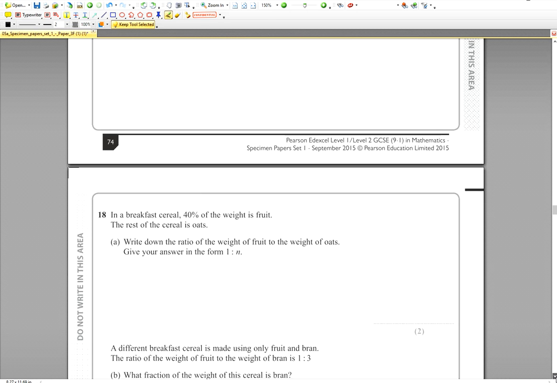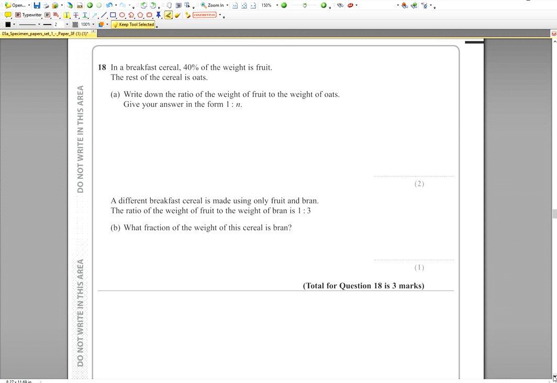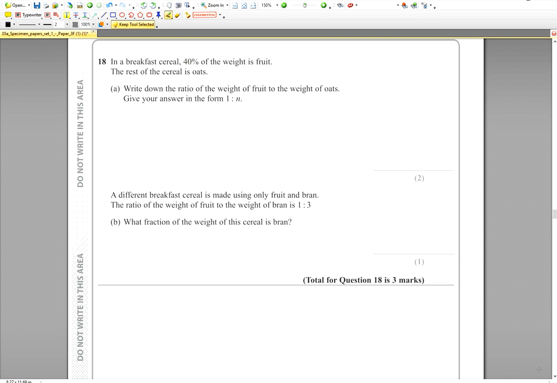Coming up towards the break time. Okay, question number 18. For question 18A, who got 1 ratio 1.5? Me. Okay, you all got that? No. Yes. No? I didn't do it. Okay, right, here we go.